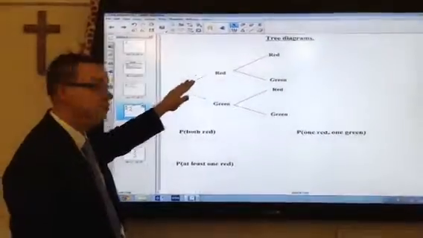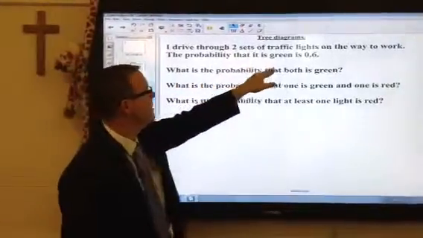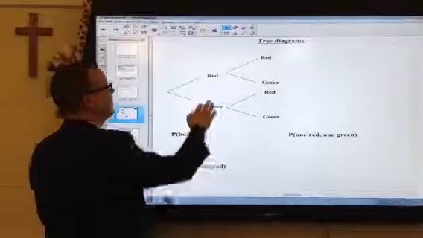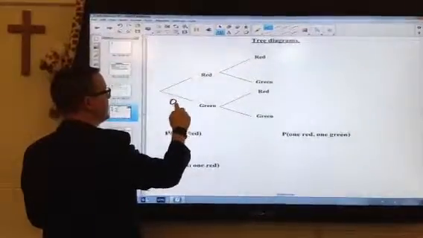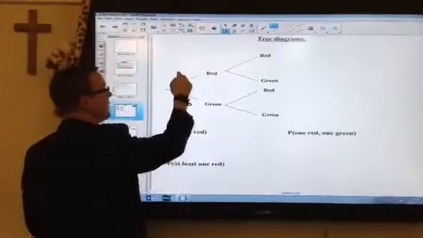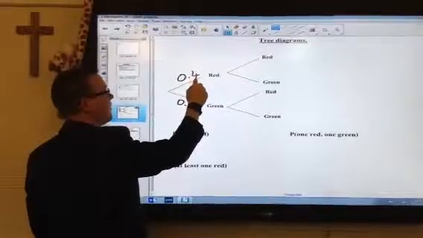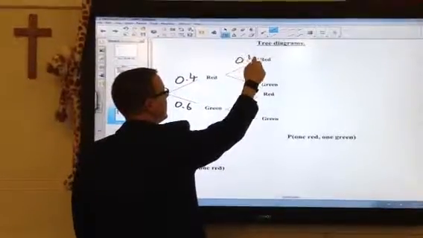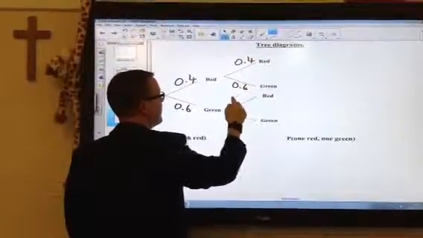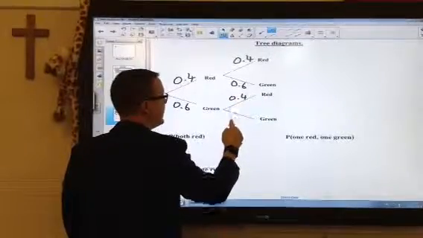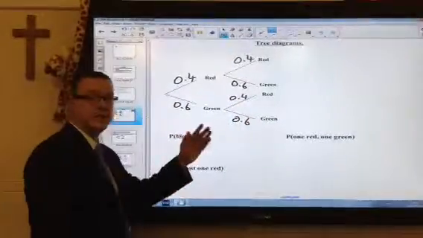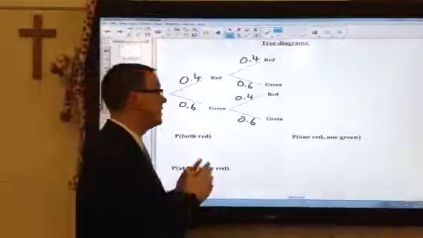What's missing on here is our probabilities. It was 0.6 that the lights were green. So green will be 0.6, and of course we need to add up to 1, so red is 0.4. Because they're the same, this is repeated on the second set. It doesn't always follow that the second set has exactly the same probabilities, it's just because we're talking about the same things.